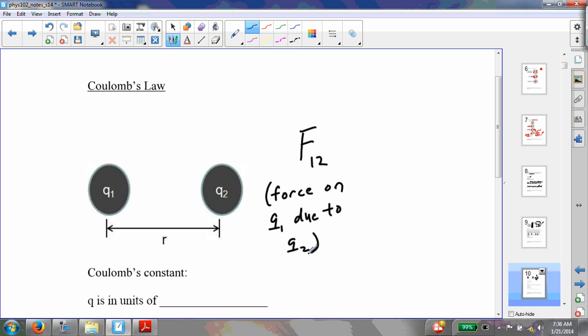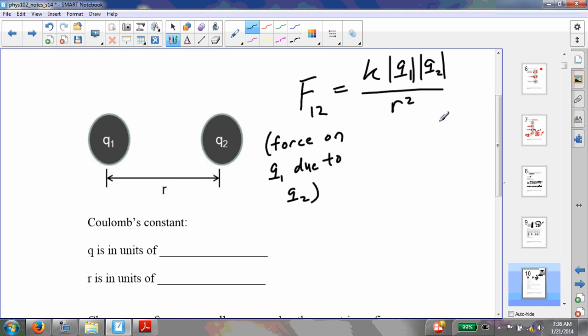And F12 is going to be equal to K, this is Coulomb's constant, Q1, Q2, divided by the distance between them squared. And we're going to use the absolute value of Q1 and Q2, so any signs that those have we won't include. All right, Coulomb's constant is K. Coulomb's constant has a value of 9 times 10 to the 9th. That is in newton meter squared per coulomb squared.